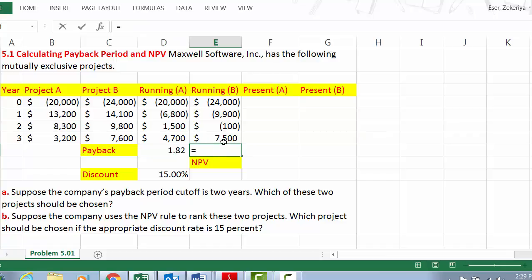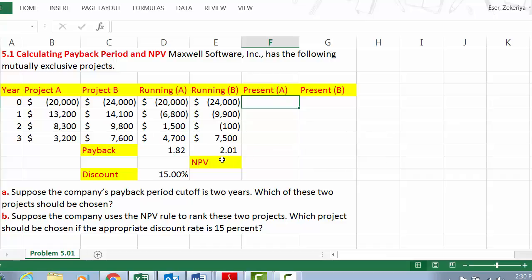Project B, we go into positive in year 3 minus how much extra we have as a percent of year 3 cash flow. According to this, first of all, project A has a shorter payback period, so if any one of them is going to be selected, it's going to be project A. And since the payback period is less than the 2-year cutoff, we will select project A. If both of them had payback periods less than 2 years, we still would have selected project A because it has lower payback.